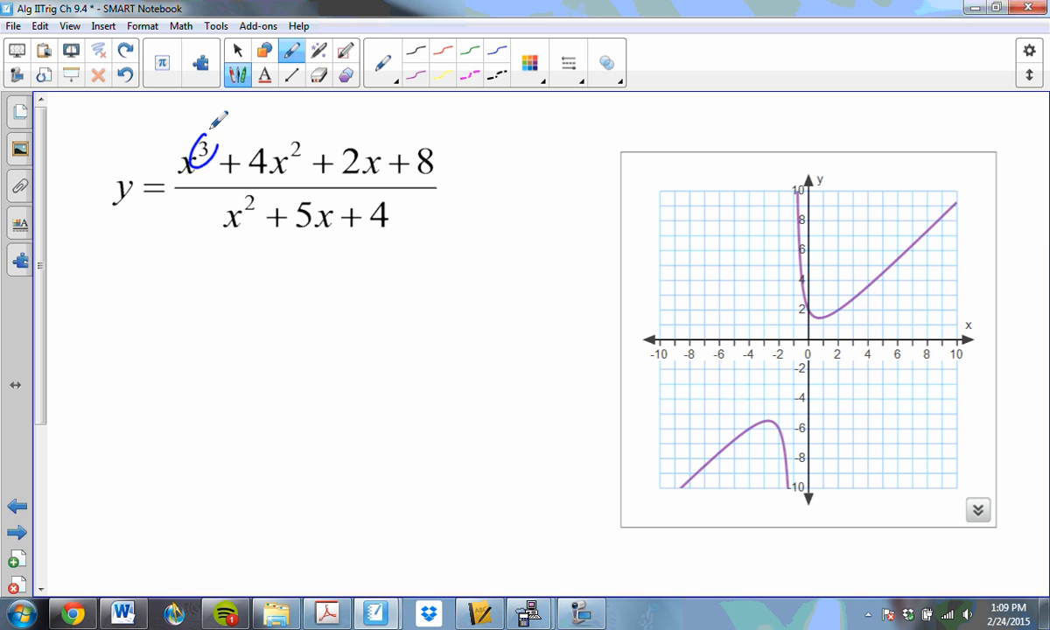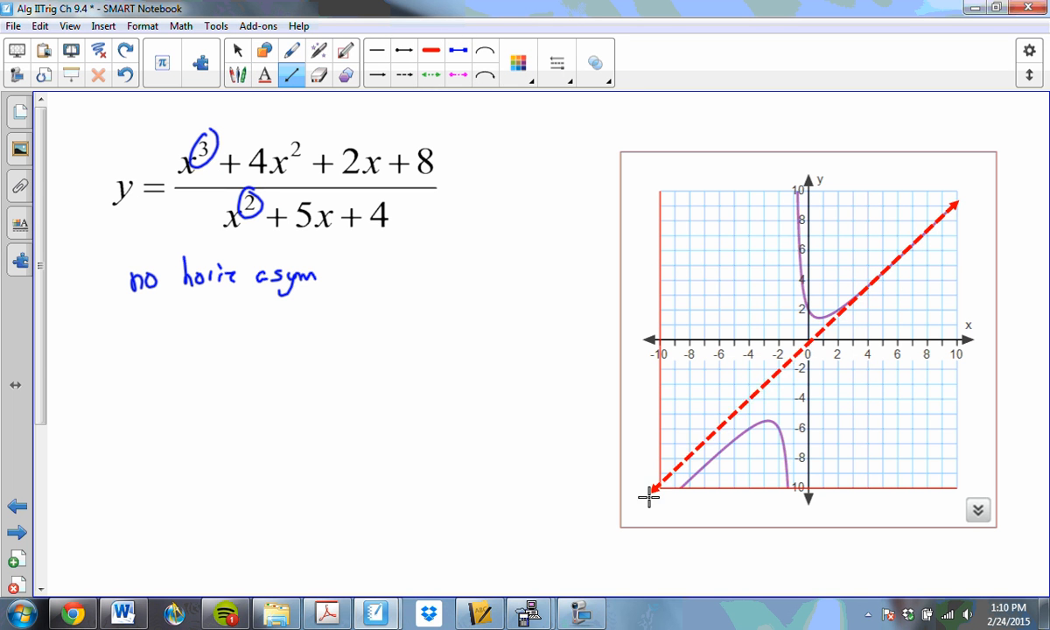One more: the degree on top is bigger than the degree on the bottom. Since the degree on top is bigger than the degree on the bottom, this has no horizontal asymptote. And again, as you can see, I've graphed it. There's no horizontal asymptote that the graph gets closer and closer to. You might be thinking, wait, isn't there some weird diagonal asymptote like this? There totally is. We're not going to worry about the diagonal asymptote in this class.